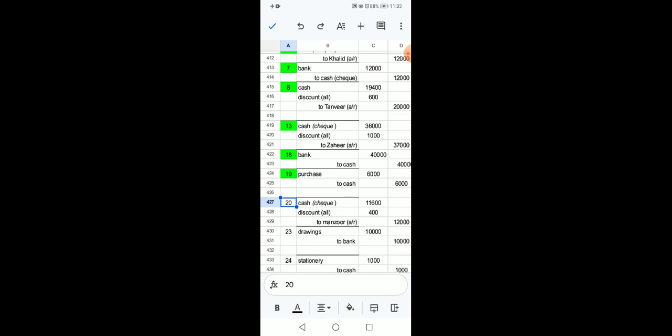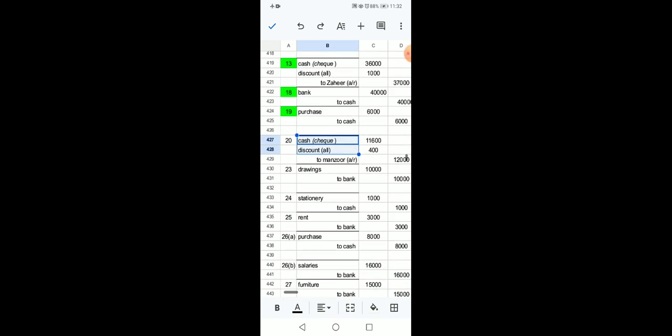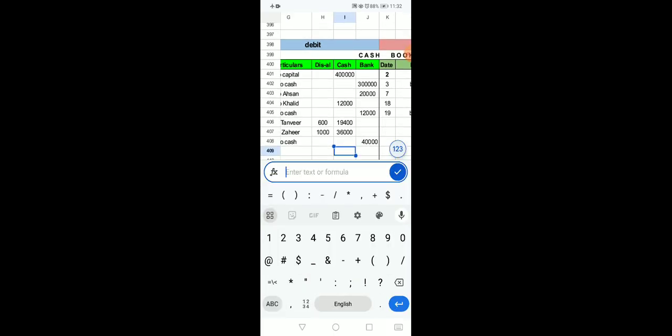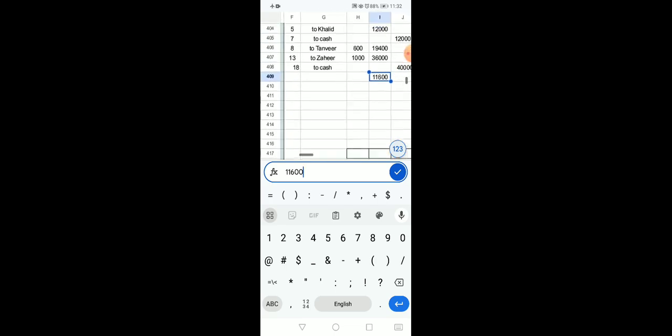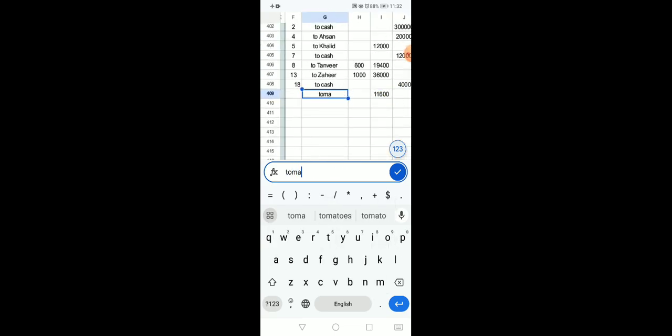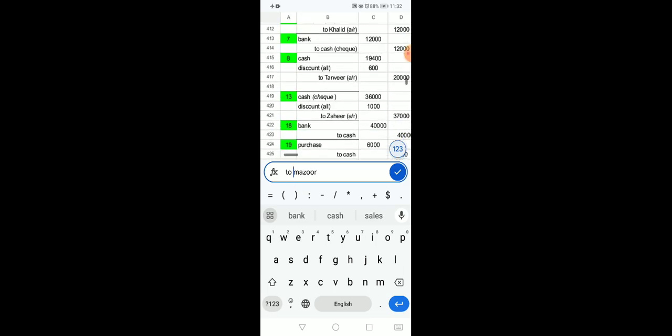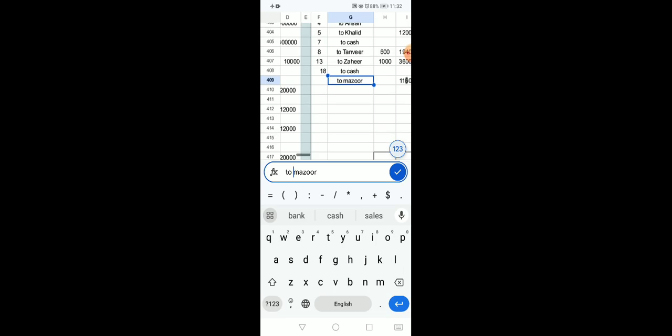Next entry is 20. We have 3 elements but only 2 elements are associated with the cash book, which are cash and discount. So step by step we will post. First step is to post cash, which is debited 11,600. Go to the debit side of the cash book and write 11,600 in the cash column. And now you will see the reference, which is Manzoor, written on the opposite side. So you will write Manzoor as reference with the additional word of 2. And now see the date, which is 20. Put 20 over here.